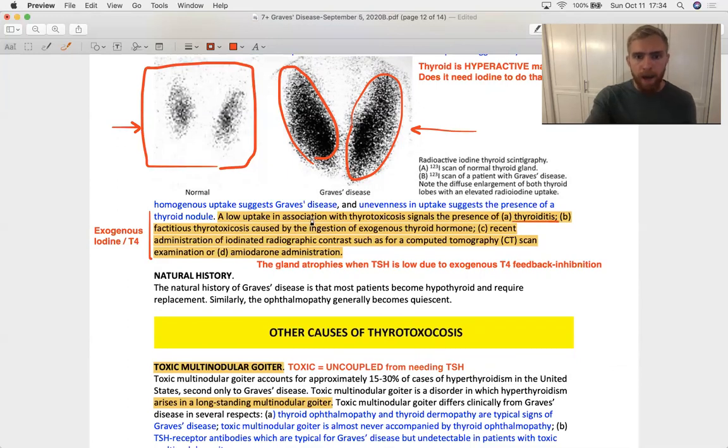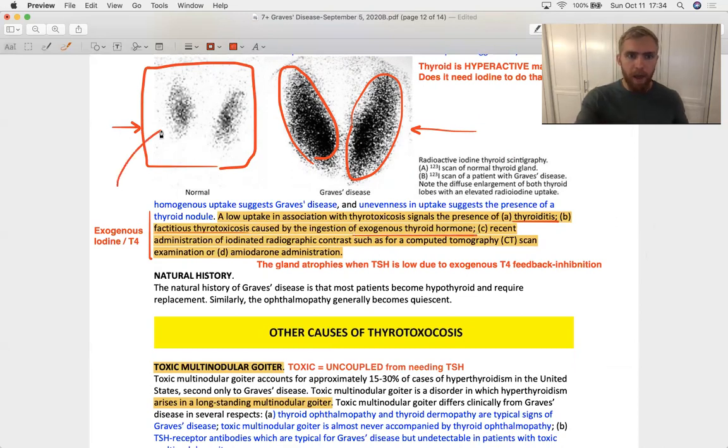Low uptake of iodine in association with thyrotoxicosis could be due to factitious thyrotoxicosis. That just means patient is taking exogenous thyroid hormone. And most common cause of that is going to be, I'm trying to lose some weight. Thyroid hormone is going to ramp up my metabolism. That's going to just melt my fat.